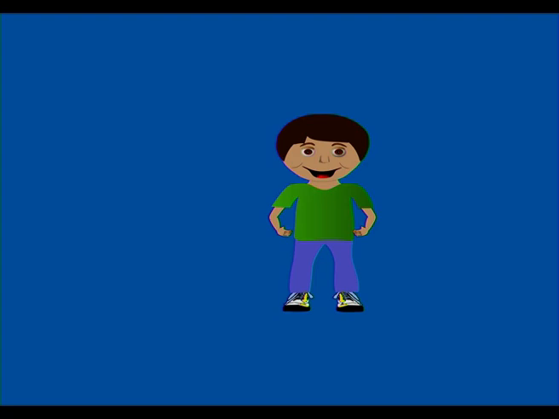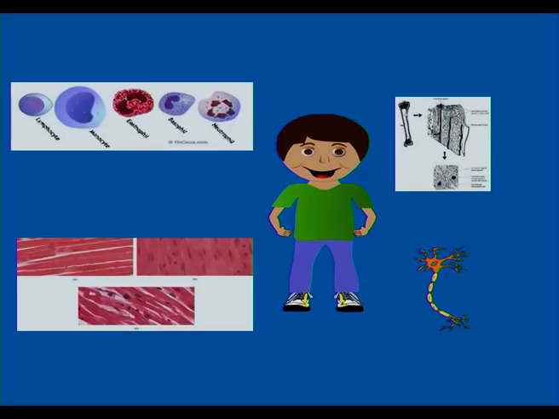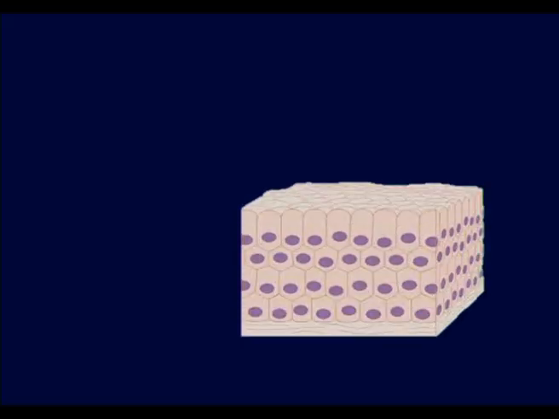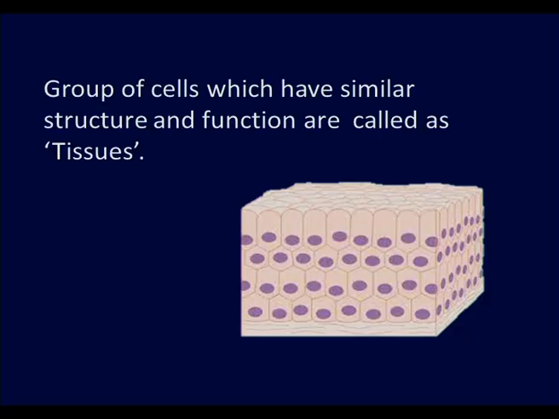Organisms possess different kinds of cells according to the functions they perform. In the human body, different kinds of cells are seen, like blood cells, muscle cells, nerve cells, bone cells. In a similar way, plants also are made up of different kinds of cells. Cells are seen in groups. Groups of cells which have similar structure and function are called tissues. Here you can see a tissue.